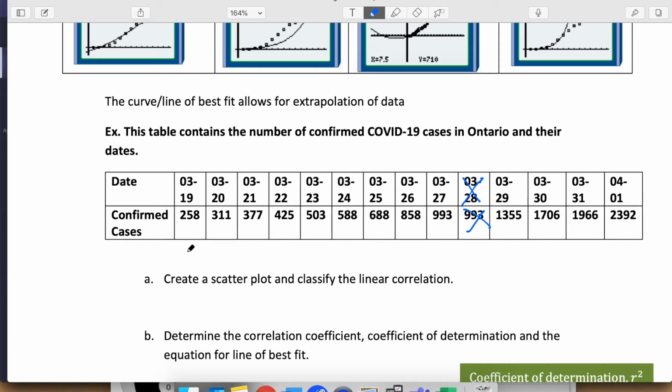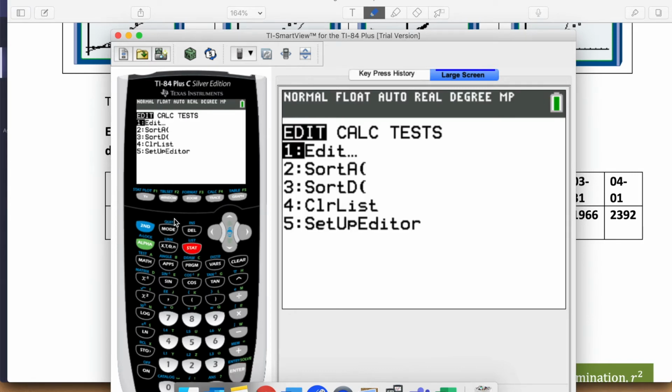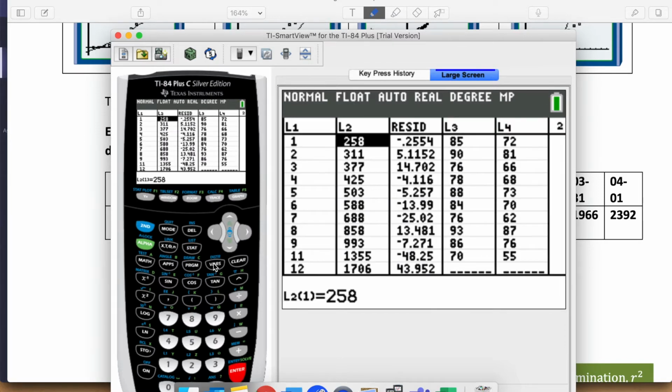And so the first thing we're going to do is create a scatter plot, and we'll classify the linear correlation. So the first thing you need to do is go to Stat, here in red, press 1 for Edit, Enter, and you can put in the data for L1 and L2.